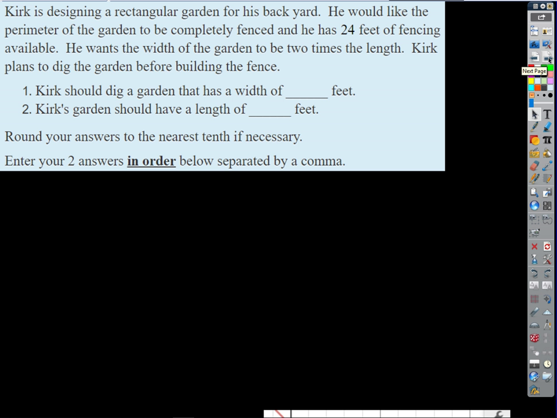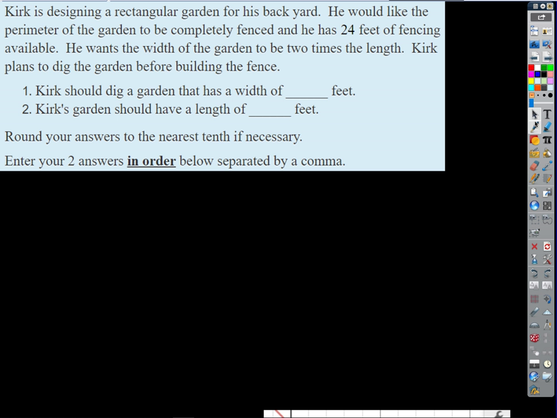So this time, Kirk's designing a garden for his backyard. He's got 24 feet of fencing available. He wants it to be rectangular. But he knows that for aesthetic reasons, he really thinks it looks best if the width of the garden is two times the length.